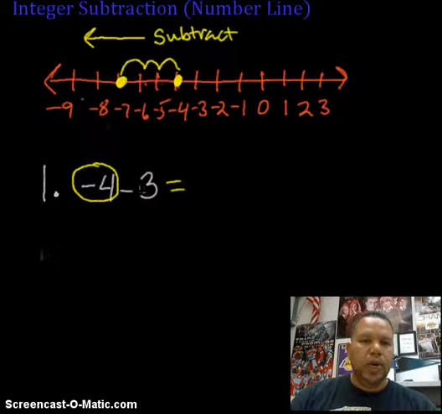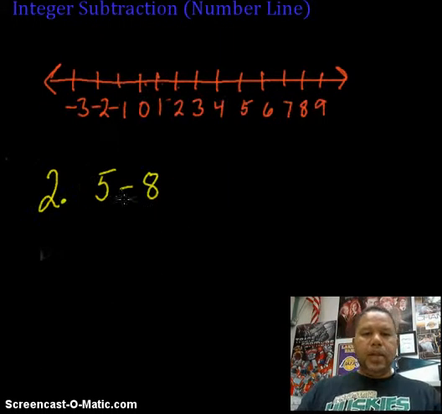So -4 minus 3 is -7. If you think about it, that should make sense. We're starting with a negative and we're becoming more negative, or we're decreasing in value. As you grow in negatives, the value is decreasing. So that's -7.